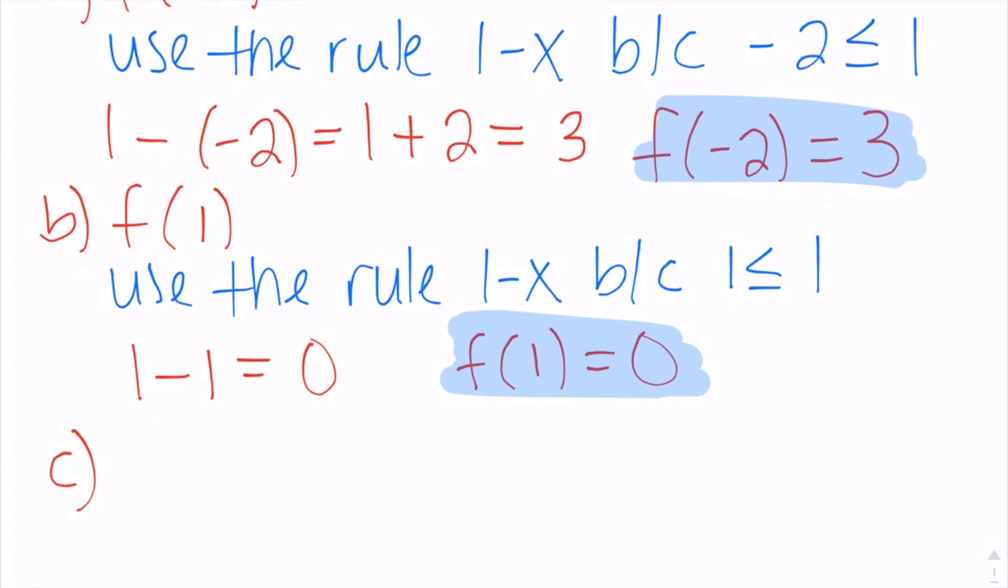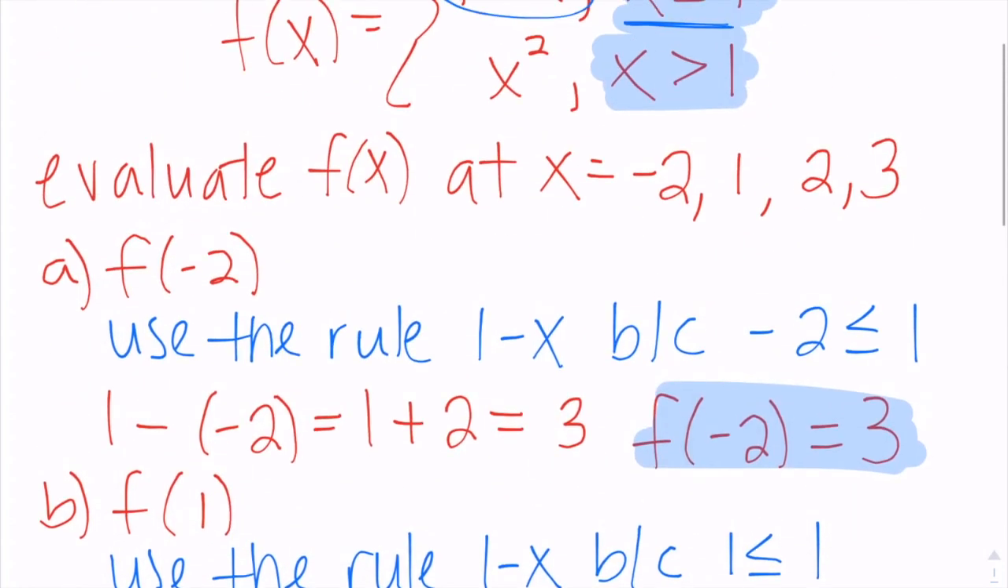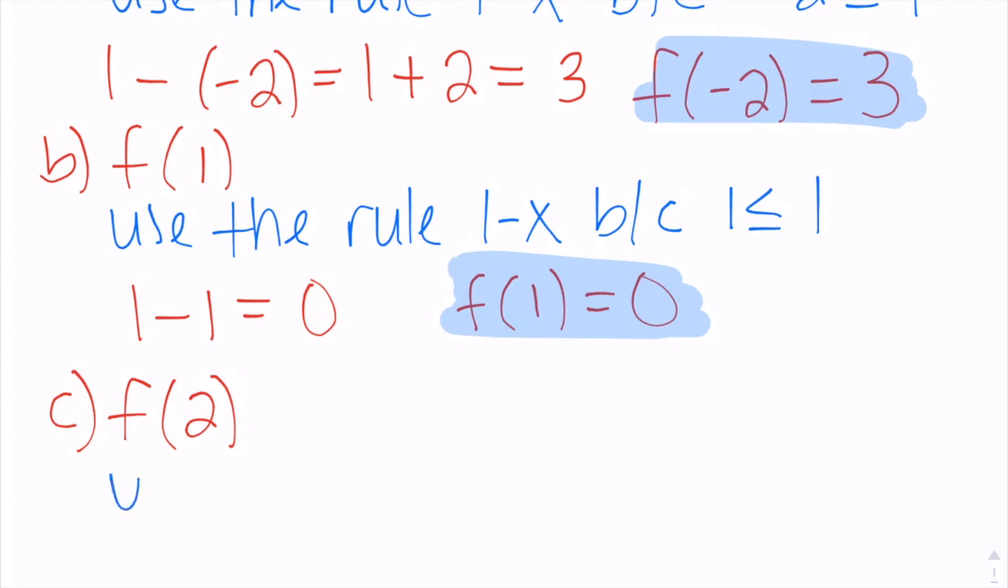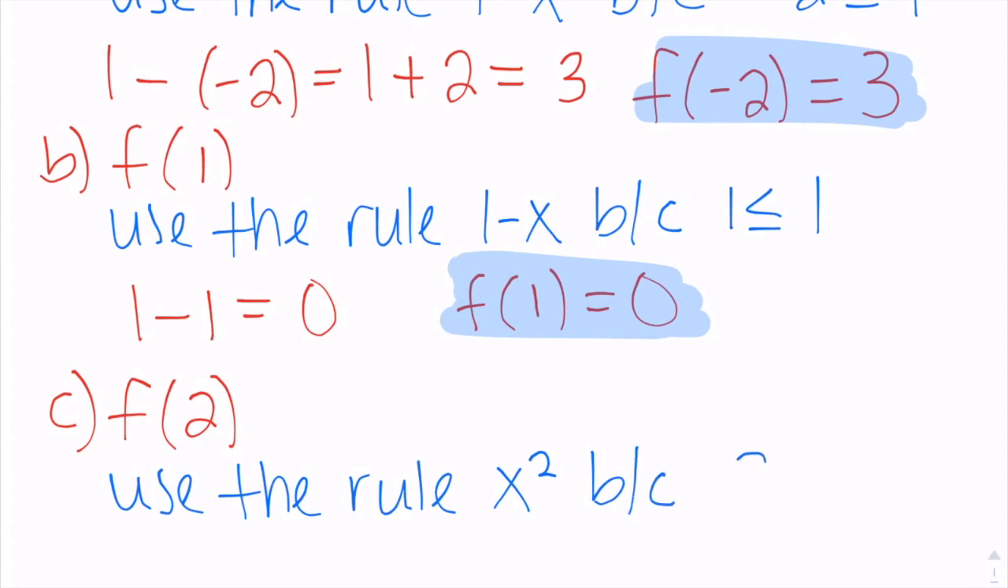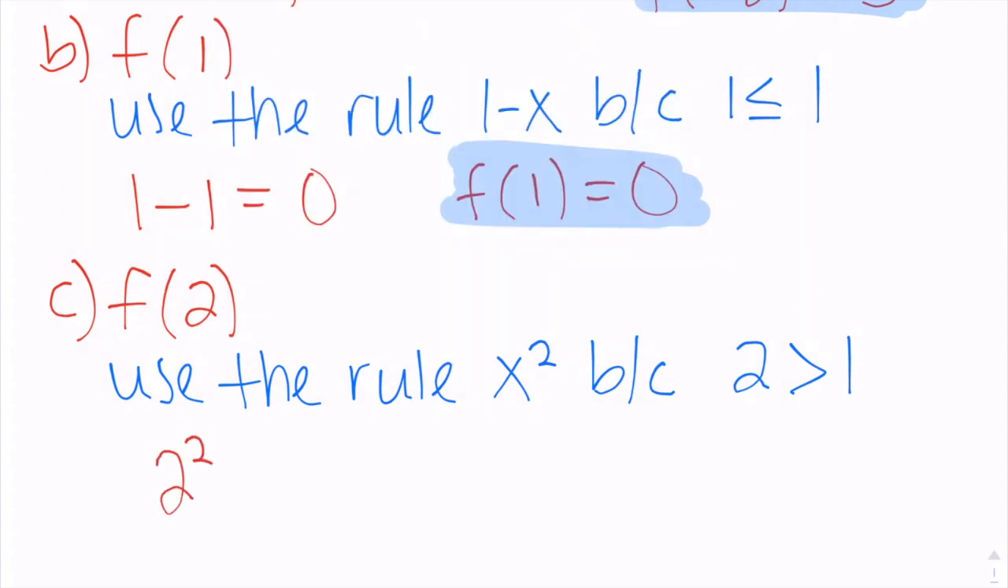Next, we're going to do f of 2, and for this one, we're going to use the rule x squared because 2 is greater than 1. And so we get 2 squared, and that equals 4, so f of 2 equals 4 is our answer.